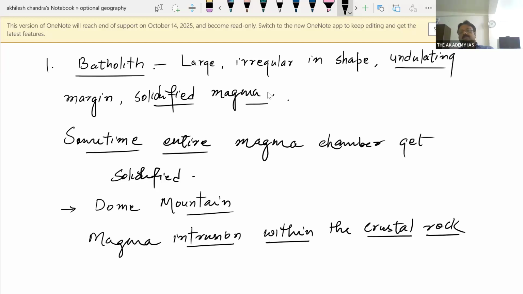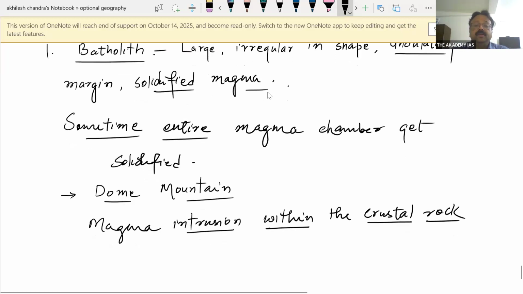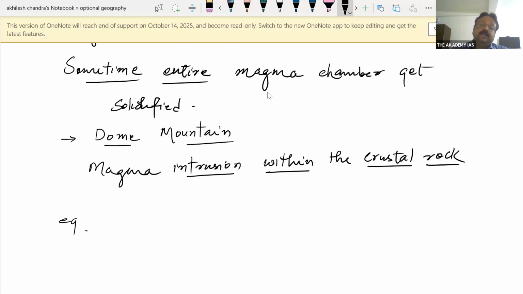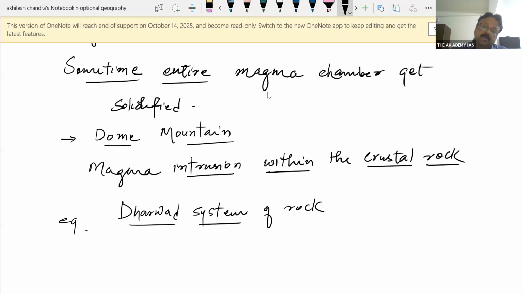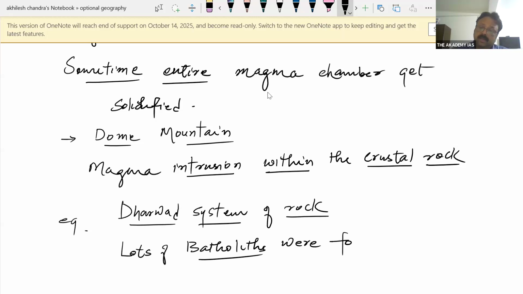This was a magma intrusion within the crustal rock. Dome mountains, bachche. These were the magma intrusions within the crustal rocks. Okay. For example, when the Dharwad system was forming, Dharwad system of rock were formed. At that very time, lots of batholiths were created. Batholiths were formed. Right now, we can have the example in India in form of Ranchi batholith.